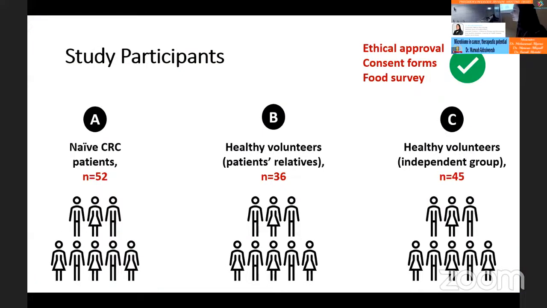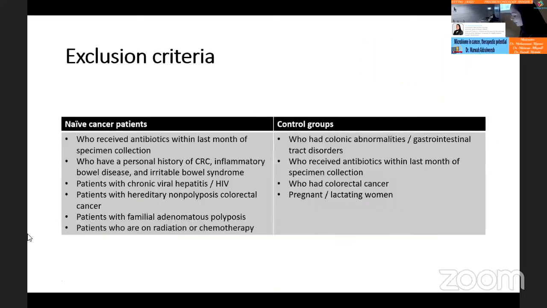Since this is a first step, we are building a platform for microbiome study. We are collecting, at the first stage, stool samples from each participant. So far, we have stool samples from 52 colorectal cancer patients. From patients' relatives, we have 36, and from the independent group, we have 45 stool samples, and we are continuously collecting samples from patients and control groups.